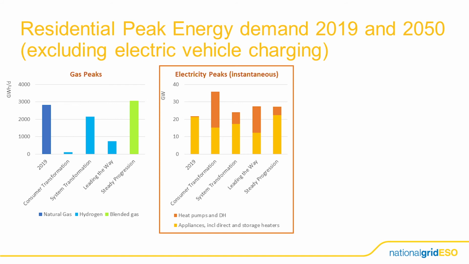Electricity peaks in the residential sector will increasingly be driven by heat demand. In the consumer transformation scenario, over 70% of residential demand at peak goes into heating by 2050. The figures shown already account for peak shaving technologies like battery and thermal storage, as well as hybrid boilers and time of use tariffs.